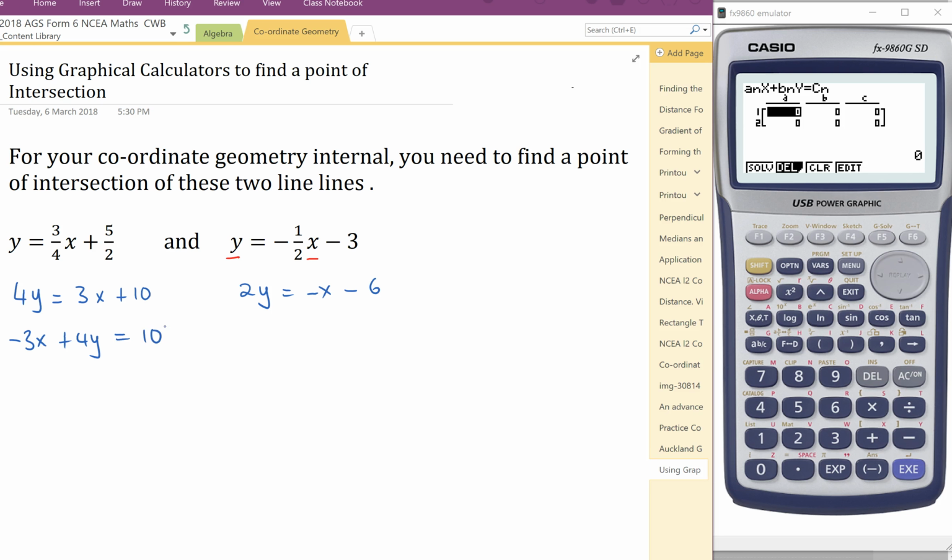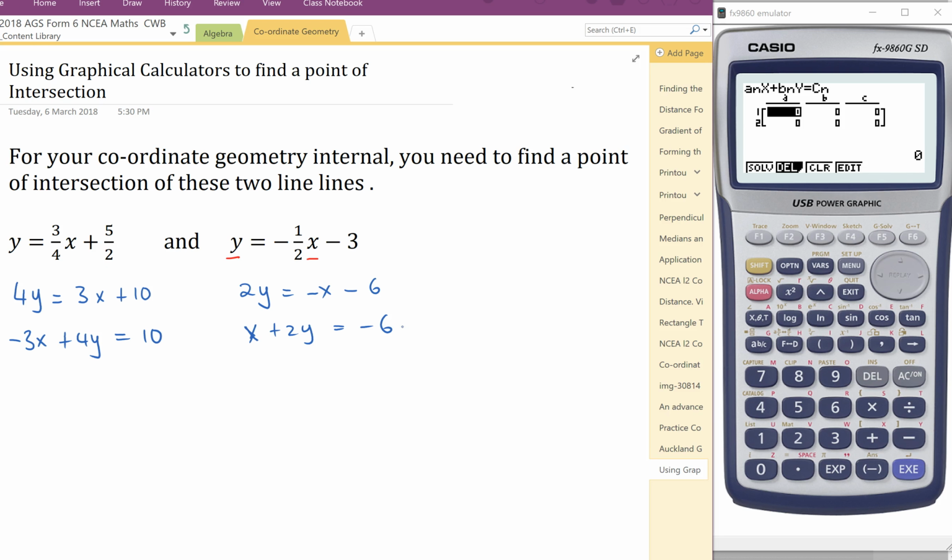And on the second equation, I'm going to get x plus 2y equals minus 6. Now I've got it in the format that I need. All I have to do now is to enter the coefficients of the variables as well as the constants into the equation editor, and I'll be on my way.